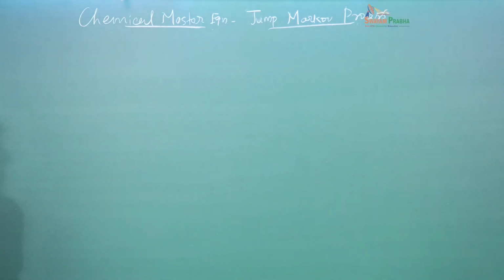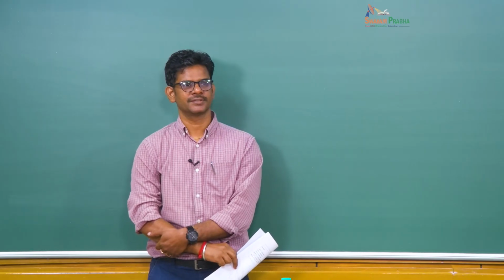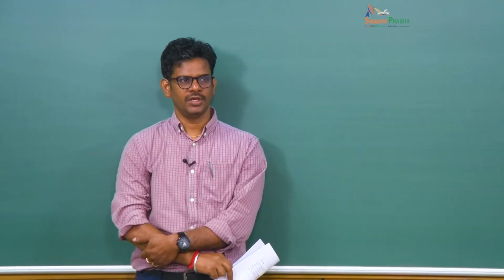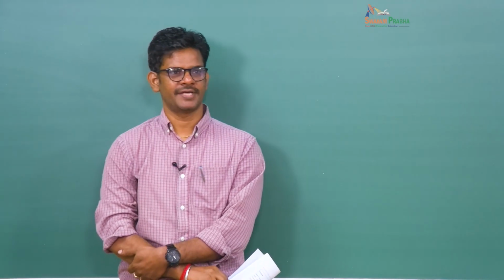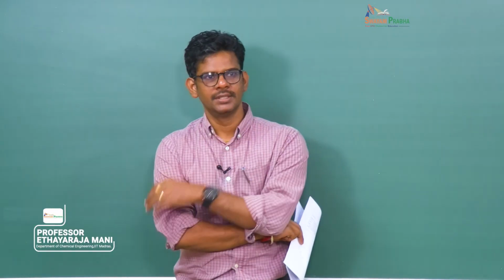So in the last lecture, we were looking at a generalized Markov process, which included both jump as well as continuous processes. We wrote a generalized differential Chapman-Kolmogorov equation. So from now on, what we will do is look at specific cases.